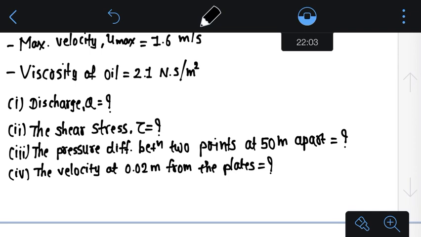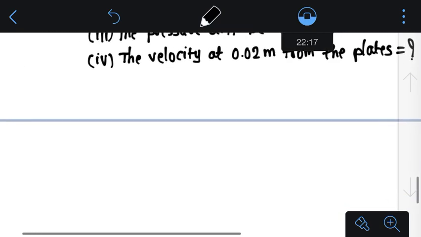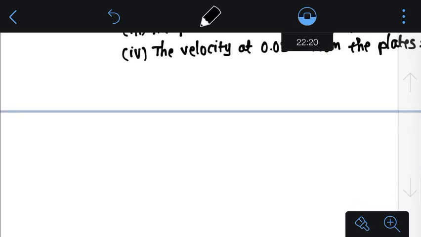And the fourth objective we have to see for this example is velocity at 0.02 meter from the plate. So the 0.02 meter is nothing but the y distance that is given to you, and from that you have to calculate the velocity here. So let's start solving this example. So how can we do that?